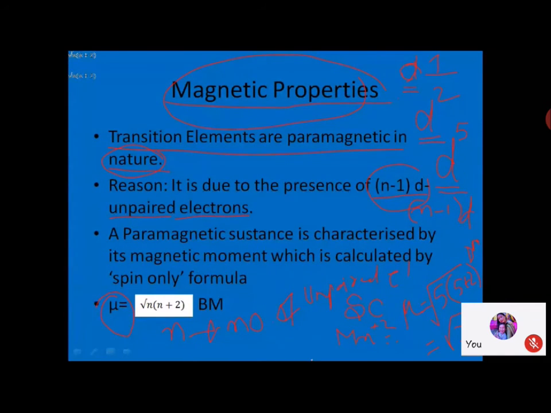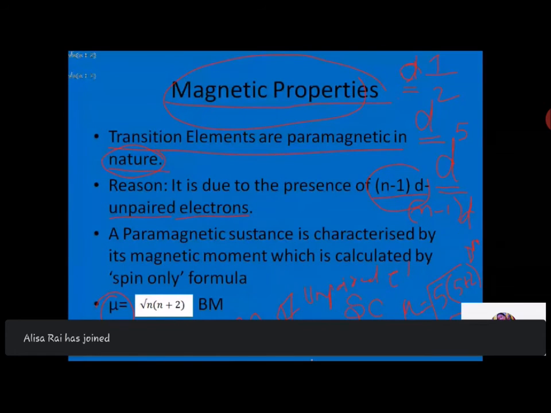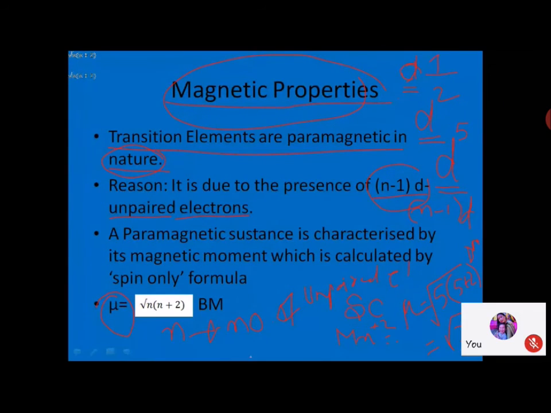Root over 36 is 6, but this is root over 35, which is 5.9 something Bohr magneton. Okay? So if the mu value is given, then you need to find the number of unpaired electrons present.